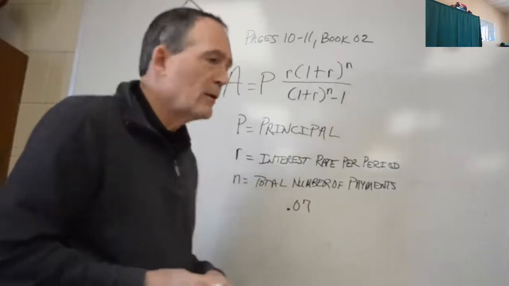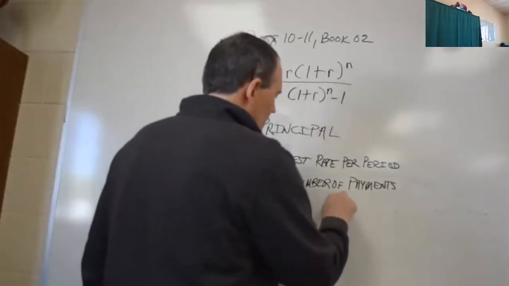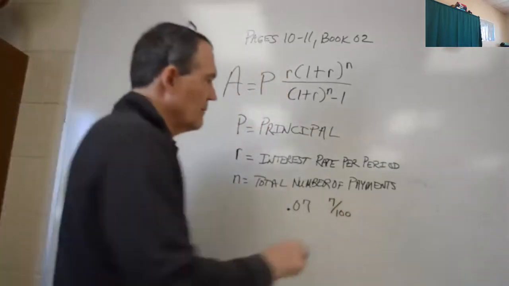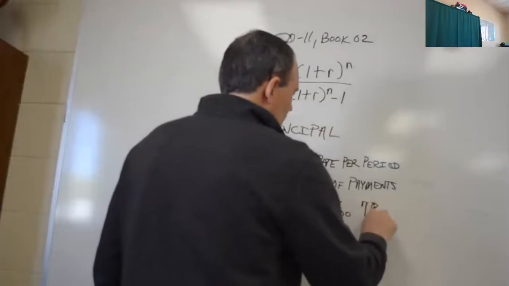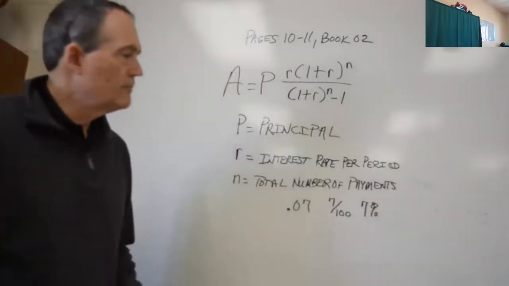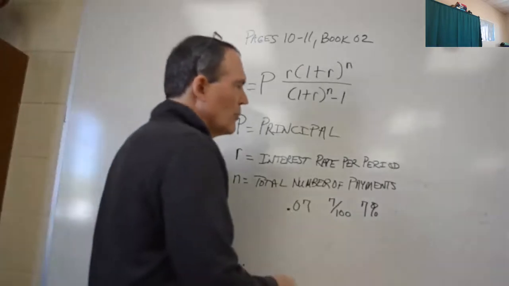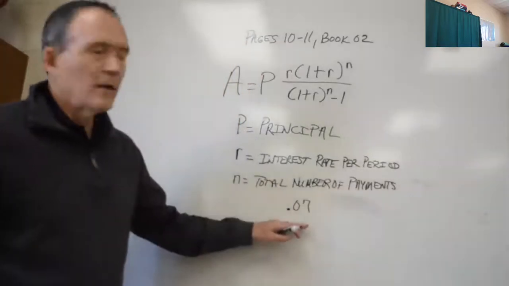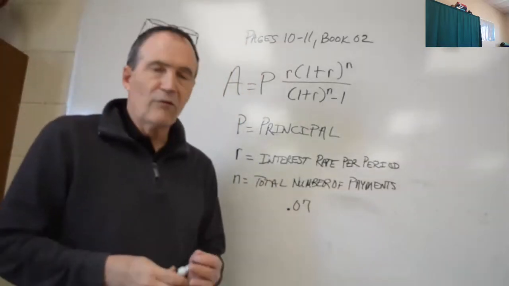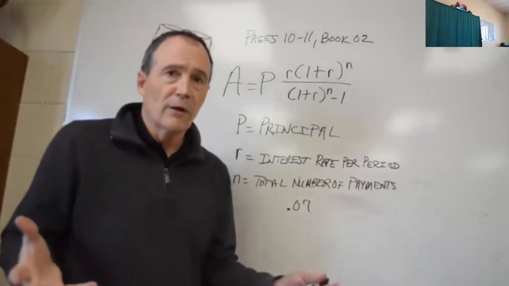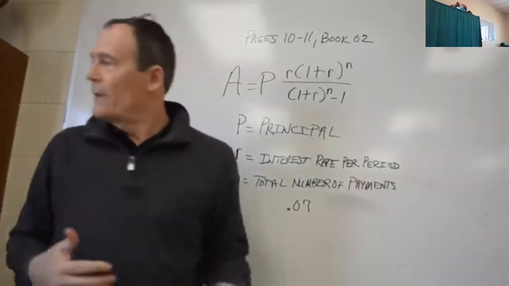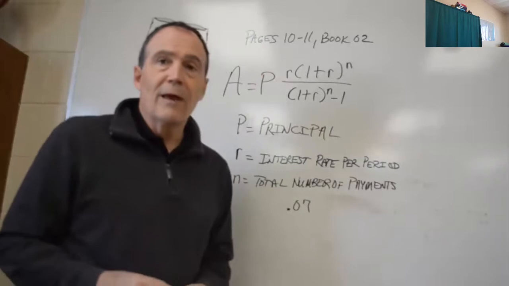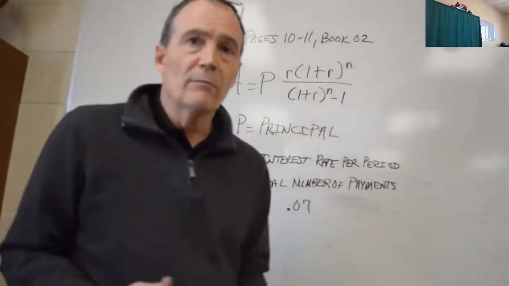0.07 is 7%. It's the same as saying 7/100ths, the same thing, 7%, and so forth. Now this number is important because when you get to your interest rate, you're going to start with whatever that number is. And so just realize that that is what you're talking about, percentage.